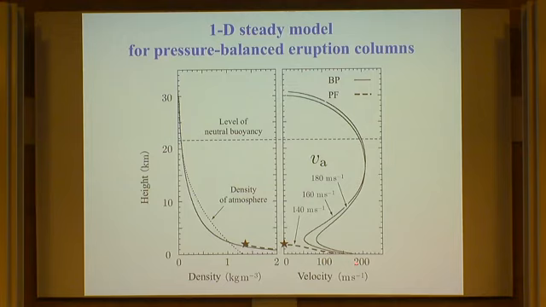But if it loses initial momentum before it gets buoyant, then eruption column collapse occurs. So from this physics, we can tell that the critical condition of eruption column collapse is determined by a competing effect of initial momentum and initial negative buoyancy.